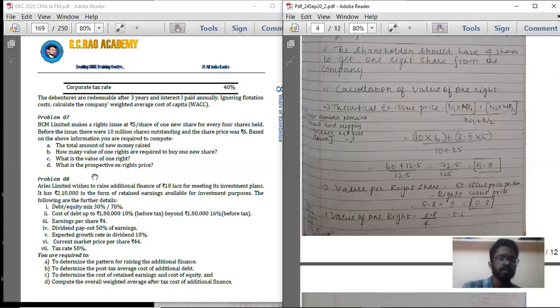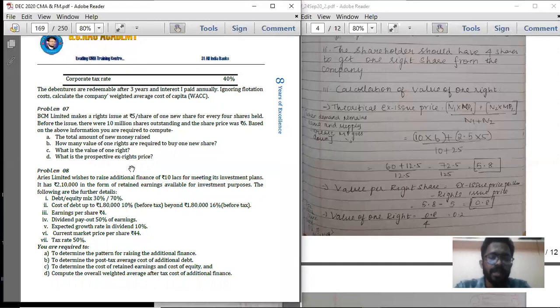Then next is, what is the prospective X right price? Prospective X right price is nothing but theoretical X issue price. So below that, small d, record, it's just like a comment, the prospective X right price per share. The prospective X right price per share is 5.8 rupees. Theoretical X issue price is nothing but prospective X right price per share. So 5.8 is the prospective X right price per share.